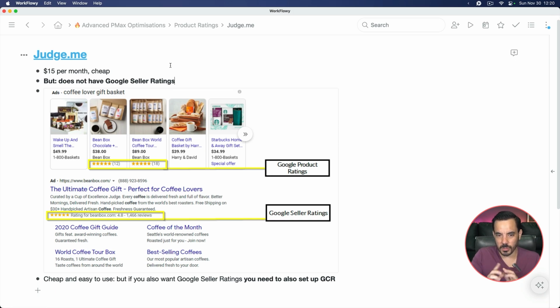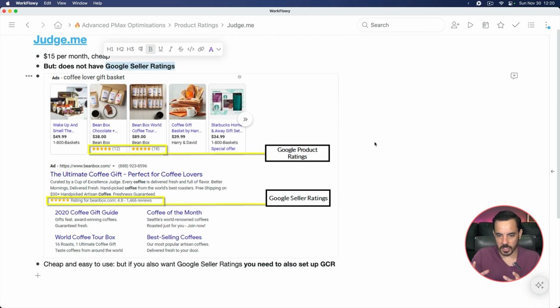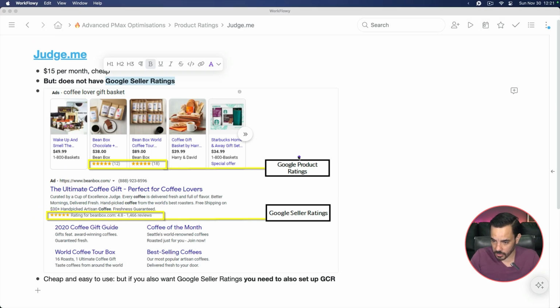Just one thing you have to be aware of with Judge.me is it doesn't have Google seller ratings, okay? So actually there's two types of product ratings that you can get. You've got Google product ratings, and these are the ones that show on your shopping ads. And then you've got seller ratings, and these actually just show on your search ads. And these ratings are for your whole store rather than for a specific product. So Judge.me, it's cheap, but just so you know, it can only do product ratings at time of shooting this video, and for the past few years, they've never been able to do Google seller ratings.